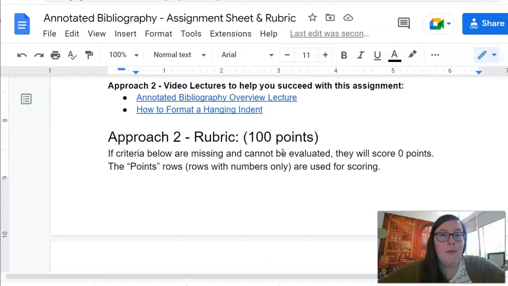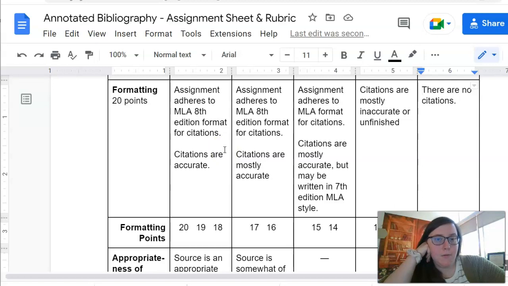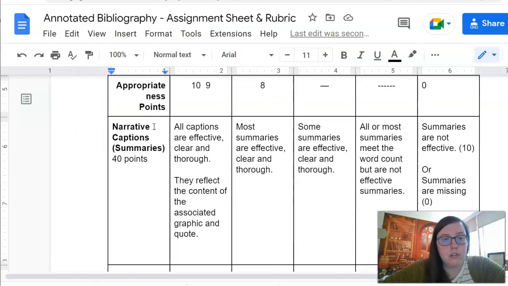Now, regarding how I'm grading this, I do have to grade this differently than if you went the traditional route. Formatting is still worth 20 points. It should be in MLA format, and it should be accurate. Your scholarly article must be a scholarly article. I have students who sometimes give me reviews of books or just an article from a website. It has to be a scholarly article.